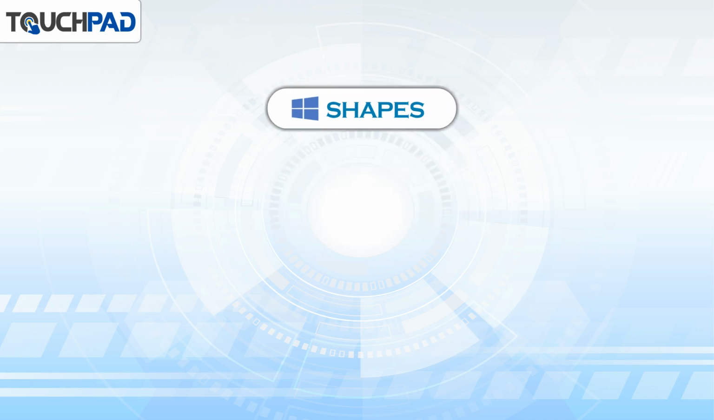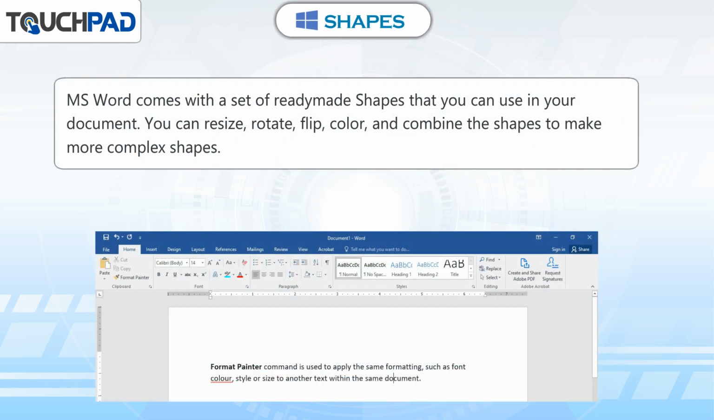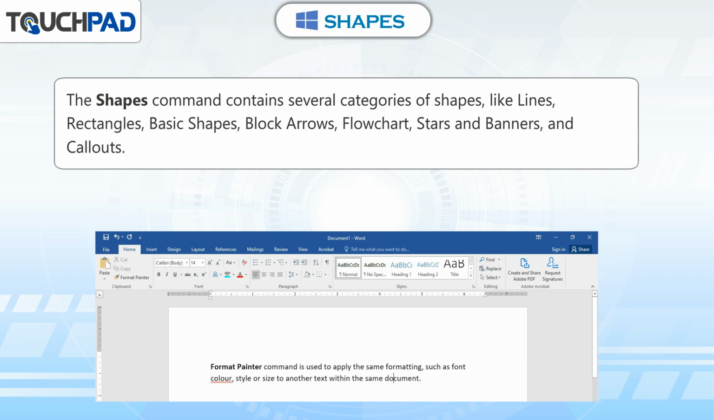Shapes. MS Word comes with a set of ready-made shapes that you can use in your document. You can resize, rotate, flip, color, and combine the shapes to make more complex shapes. The Shapes command contains several categories of shapes like lines, rectangles, basic shapes, block arrows, flowchart, stars and banners, and callouts.